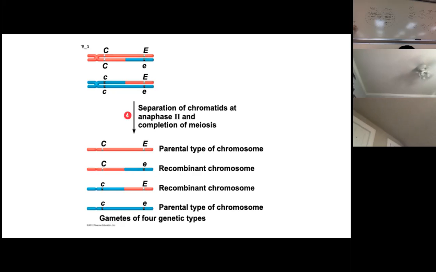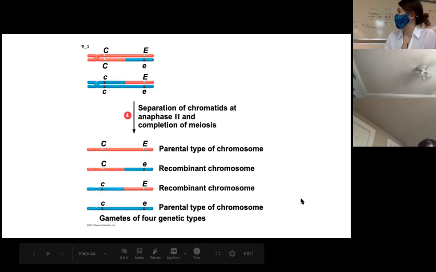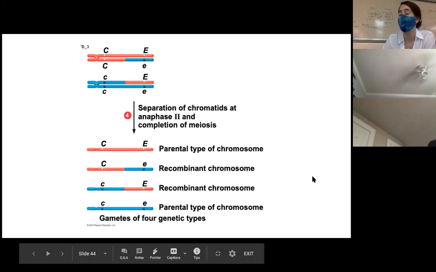And then after they cut and glue back together, you end up with genetic recombination, where you now have that. You switched some pieces. Okay? All right. So that's your crossing over, your genetic recombination in very simplified form.